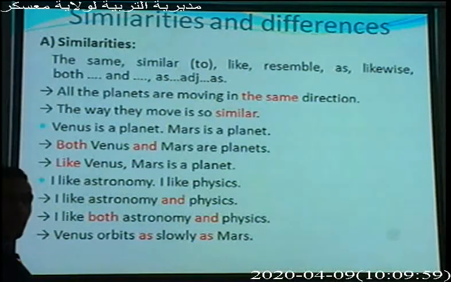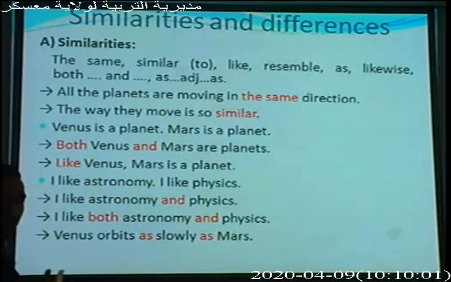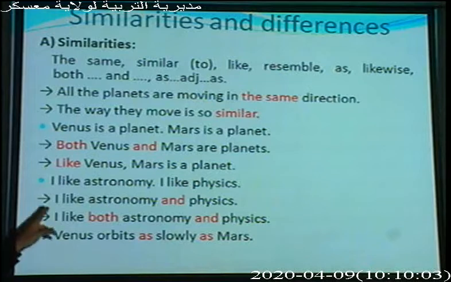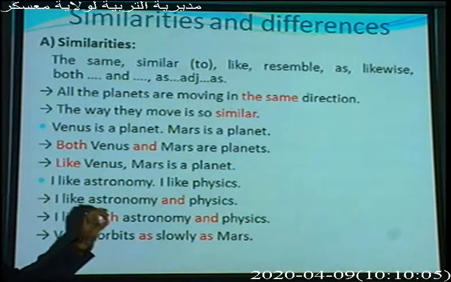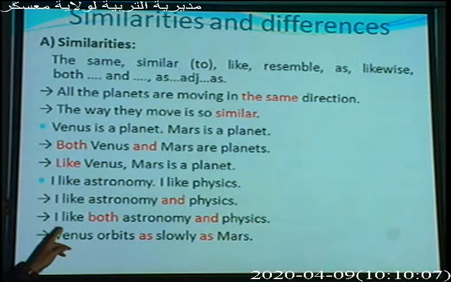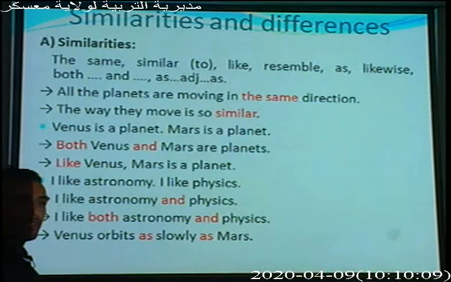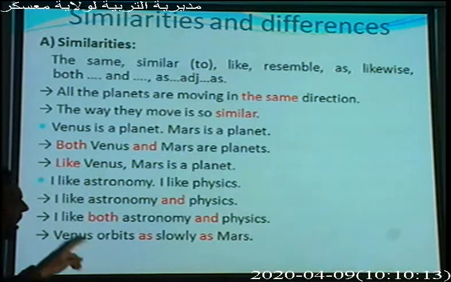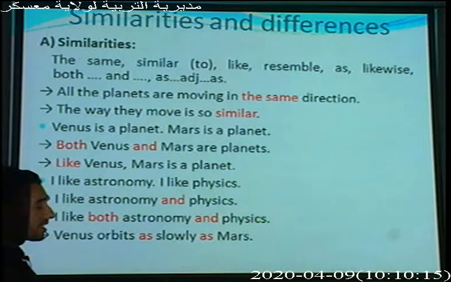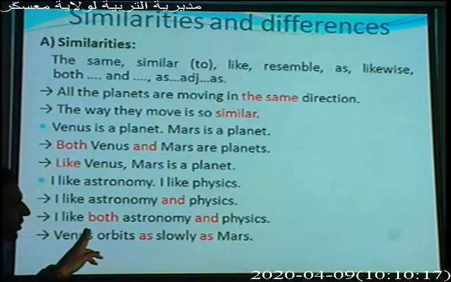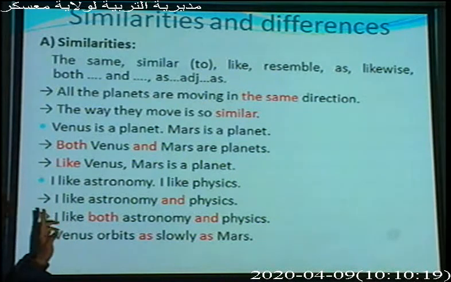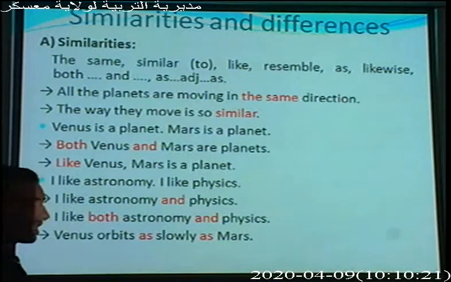Now let's go to another example. In this example we have two different phrases: I like astronomy, I like physics. After turning them into only one sentence, we can get: I like both astronomy and physics. Here too we used both and, or I like astronomy and physics simply.